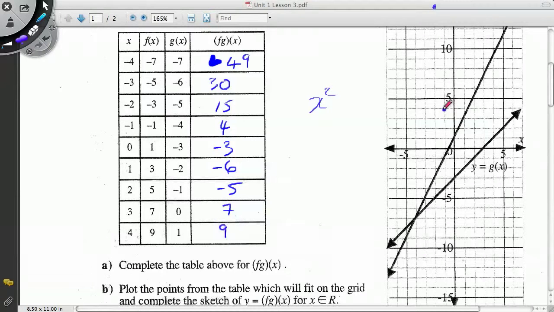0, negative 3 will be 0. Negative 3 is going to be 1, 2, 3 down here. What else do we have? 1, negative 6. 2, negative 5. 3, 7. We're up at positive 7 now, so 3, positive 7 is actually way up here. And then 4 is going to be at a height of 9.